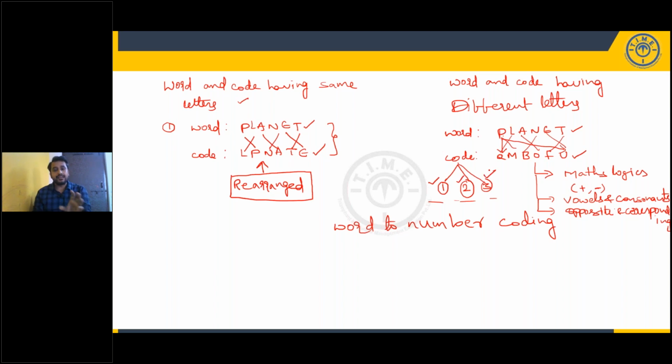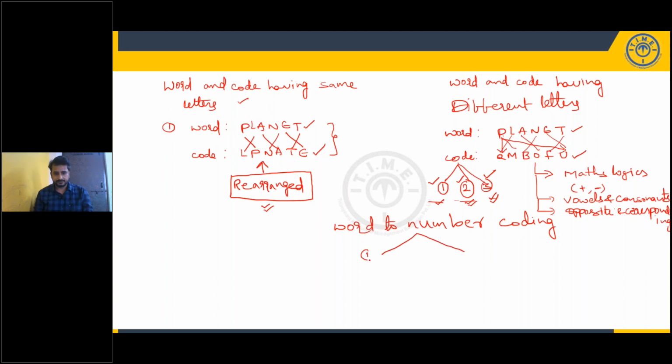And rearrangement of letters, pairs of letters getting interchanged, this kind of logic, whatever rearrangement process there will be, based on those logics we can check. Maximum in these three logics we can get the answer: first letter to first letter, or first letter to last letter, or rearrangement of letters. And the third model is word to number coding. Even in word to number coding, we'll be having two models in SSC.